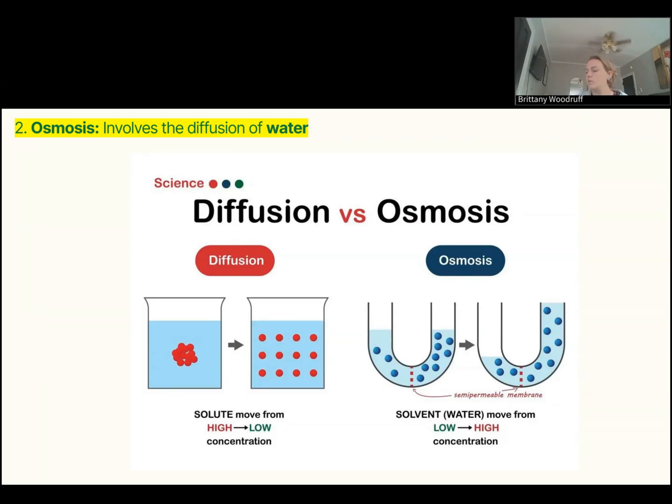For those fill in the blanks, I typed them in the chat for you. Osmosis involves the movement of water, very specifically water, because water is the only thing that can cross that membrane. The goal is the same thing as with diffusion. You want concentrations to be equal on both sides, right?